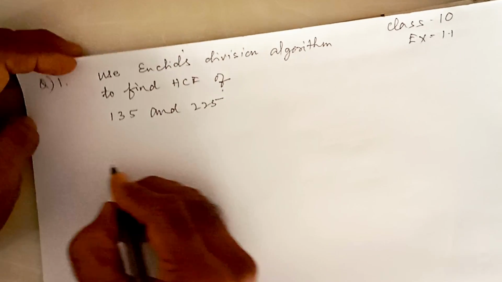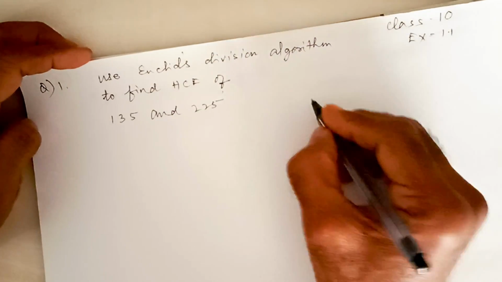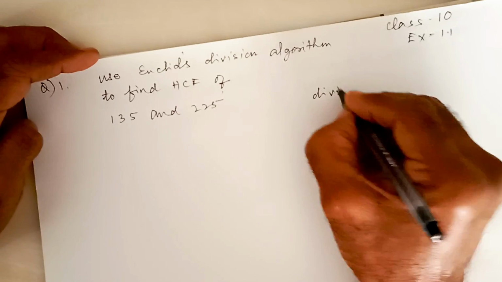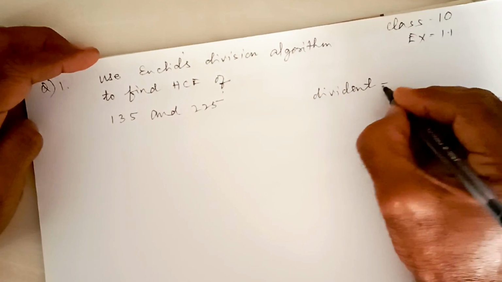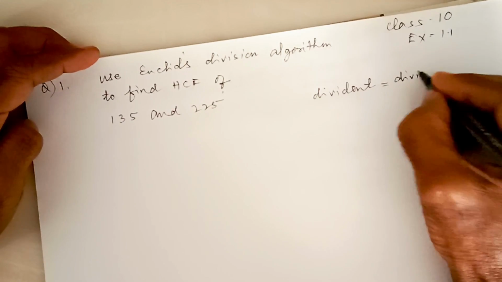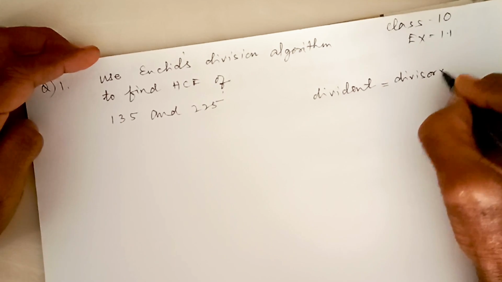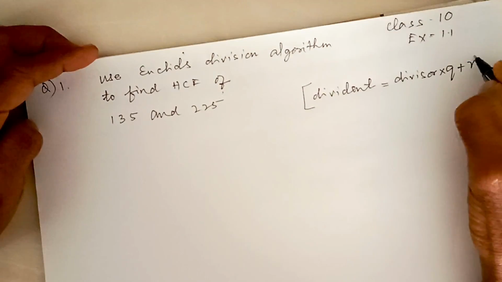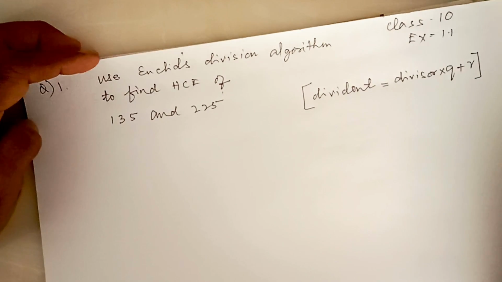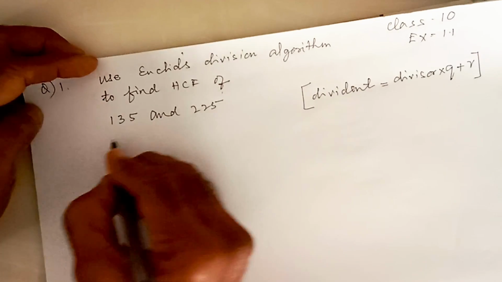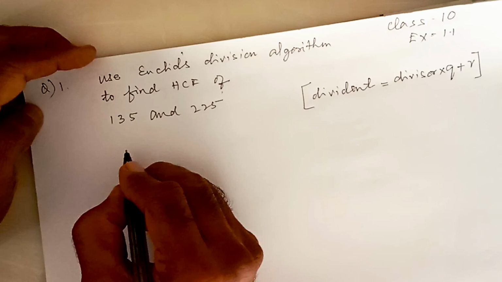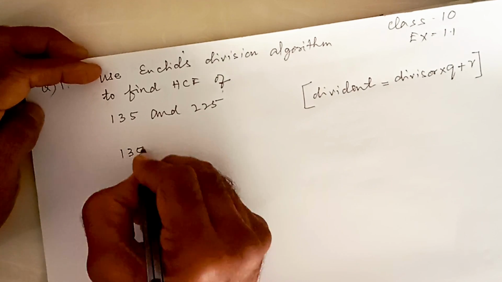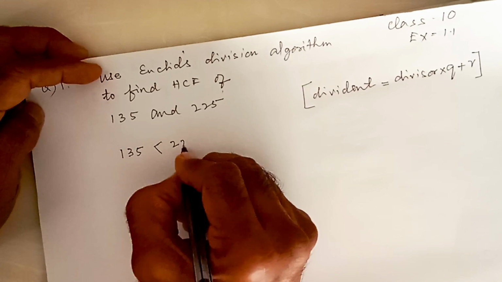Whenever we have a division, as you know, the dividend is equal to the divisor multiplied with the quotient, then add the remainder. This is exactly what Euclid's division algorithm is all about. Now, to solve this, you need to know which is the bigger number and the smaller number. Here, 135 is the smaller number and 225 is the bigger number.